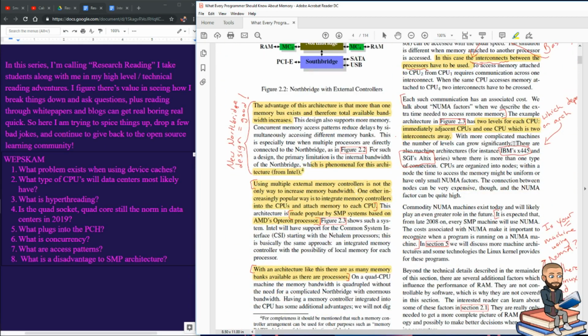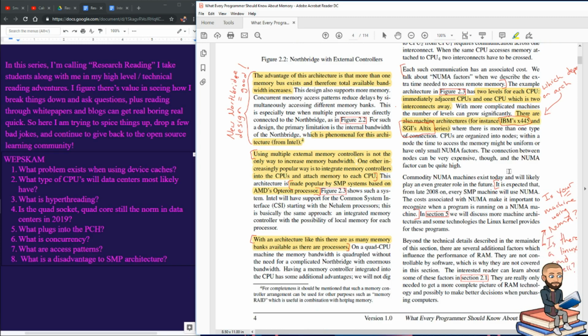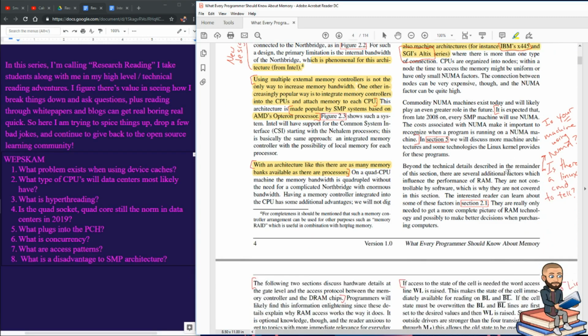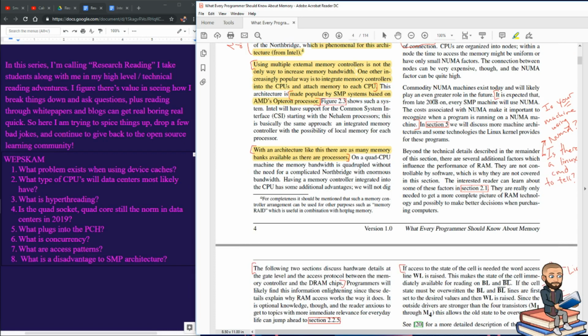Now, this isn't the only architecture out there. There's the IBM x445 and SGI's Altix series. You should just be aware that this is not the only design we can go with. But commodity NUMA machines exist today, and it will likely play an even greater role in the future, they say. It is expected that from late 2008 on, every SMP machine will use NUMA. The costs associated with this make it important to recognize when a program is running on a NUMA machine.